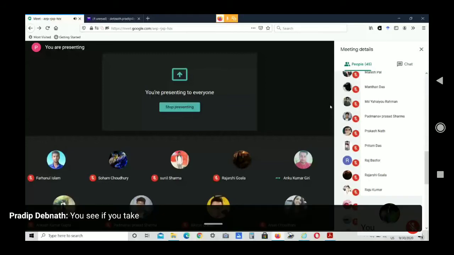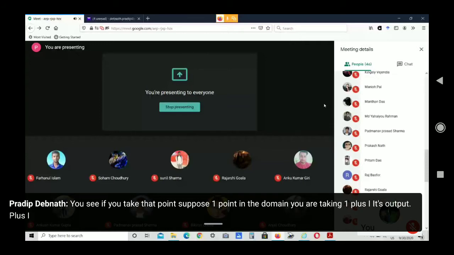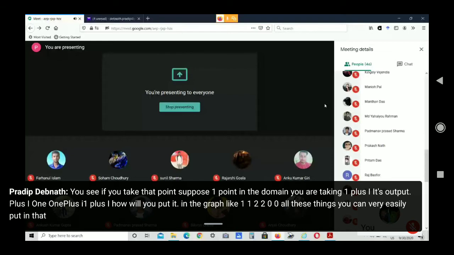So you see, suppose you take one point in the domain, 1 plus i, its output will be 1 plus i. How will you put it in the graph? Like 1, 1, 2, 2, 0, 0. All these things you can very easily put in the graph and join these points. You get y equal to x. For the complex plane, how will you do this?